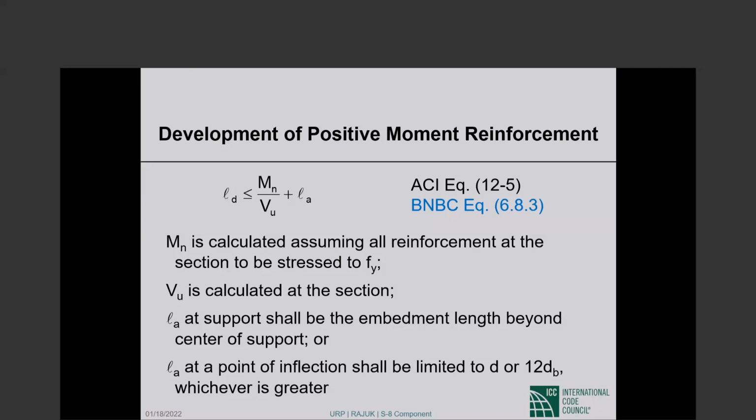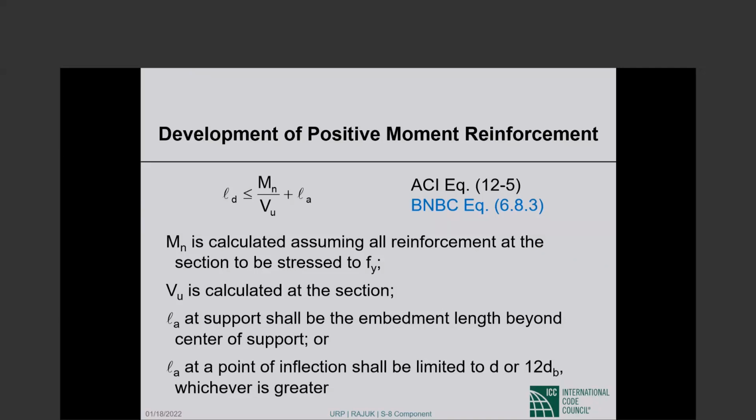If we are at a support, then L sub a shall be the embedment length beyond center of support, or if we are at an inflection point, L sub a shall be limited to d, the effective depth, or 12 bar diameters, whichever is greater.